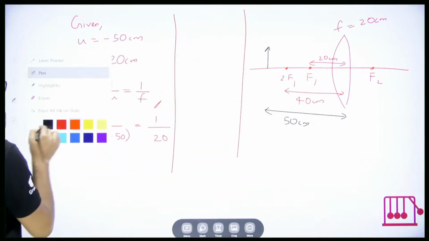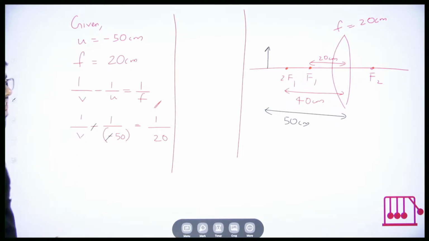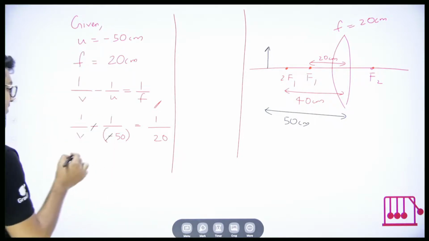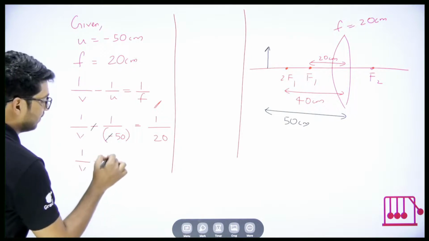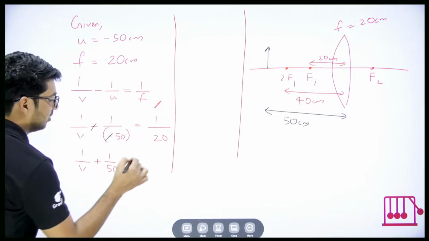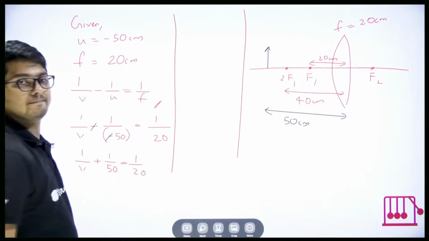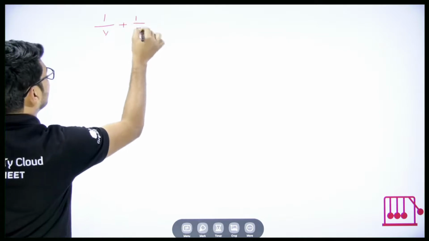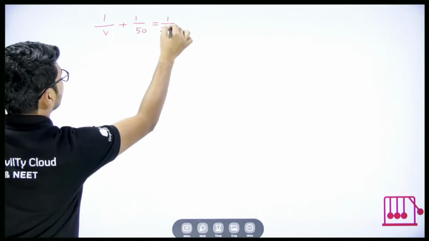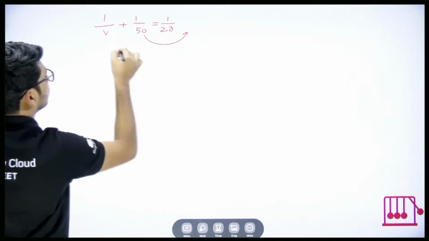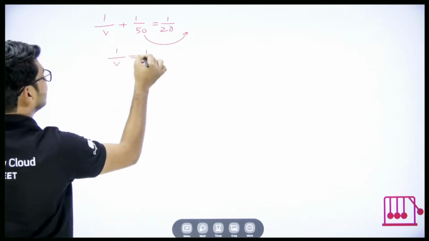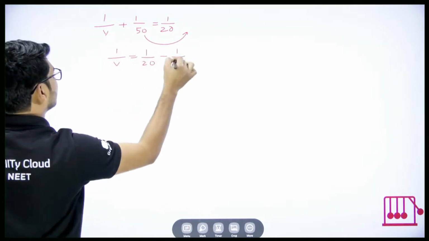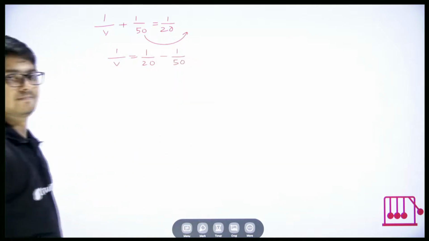So here you can clearly see minus minus cancel, minus divided by minus plus. It will become 1 by v plus 1 by 50 is equal to 1 by 20. I'll use this from here, I'll solve it. 1 by v plus 1 by 50 is equal to 1 by 20. So if I take 1 by 50 to that side, it becomes 1 by v is equal to 1 by 20 minus 1 by 50.